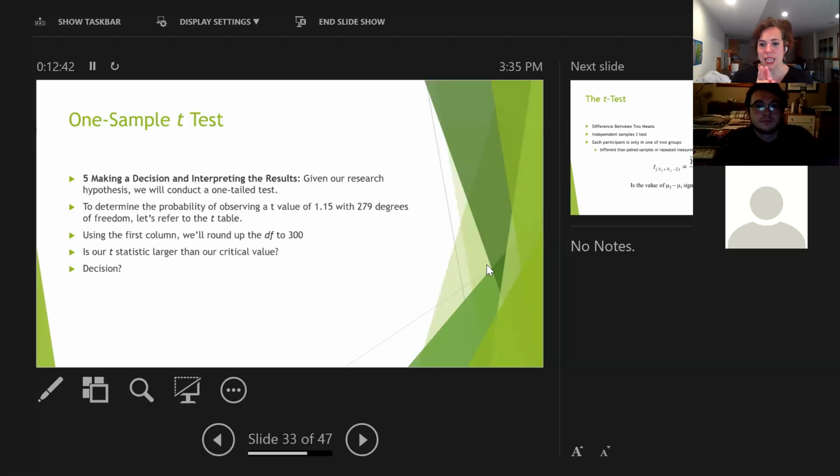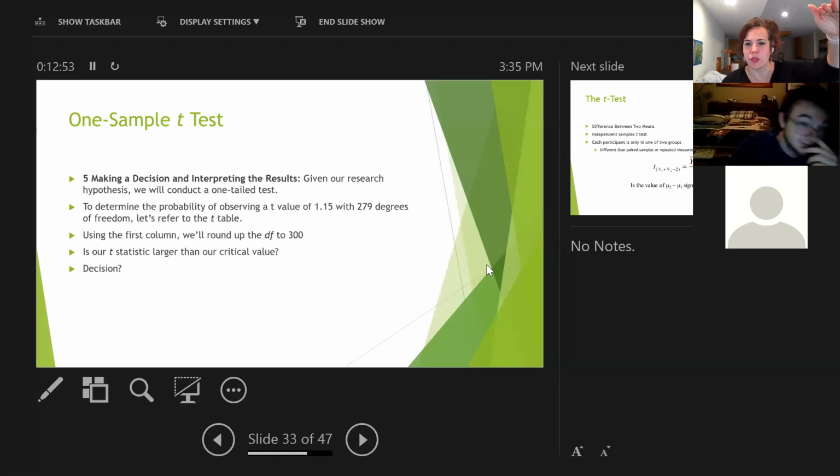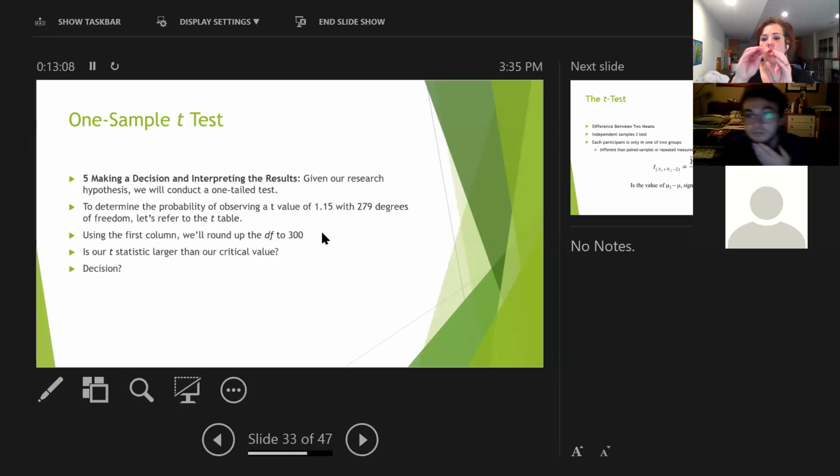If you were looking at a table, the one in your textbook, or if you find some online, you're going to see that oftentimes the degrees of freedom will start right around 10, maybe even 50. Some of them will go up by increments of 50. Others will just go up by ones. So you can always estimate. In your textbook, 279 is not on there, but 300 is. So you can go straight in there and see what the critical value is. That's what we're looking for.